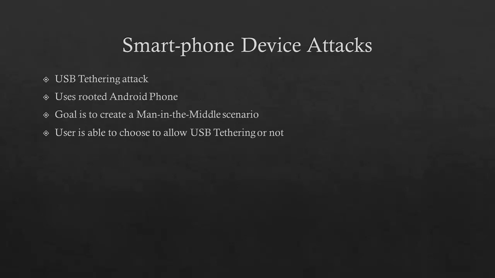Using a rooted Android phone with USB tethering access, it's possible to create a man-in-the-middle attack scenario by presenting the phone as an Ethernet device. On initial connection, the Android phone requests USB cell phone access. This results in a USB storage device request which is appropriate and granted by the user.